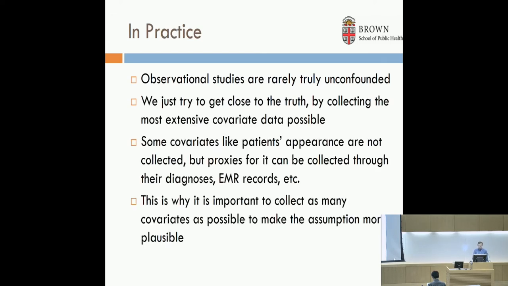Okay, so a few things that happen. Observational studies are rarely unconfounded. There are always reasons why certain people receive a drug or receive a treatment and the other ones did not. What we try to do is to approximate it, get it as close as we can to that place, and we do that by collecting as many covariates as possible. Because if you have a lot of covariates, then the unconfounded assumption is more plausible. And that's why it's generally important to collect a lot of covariates.